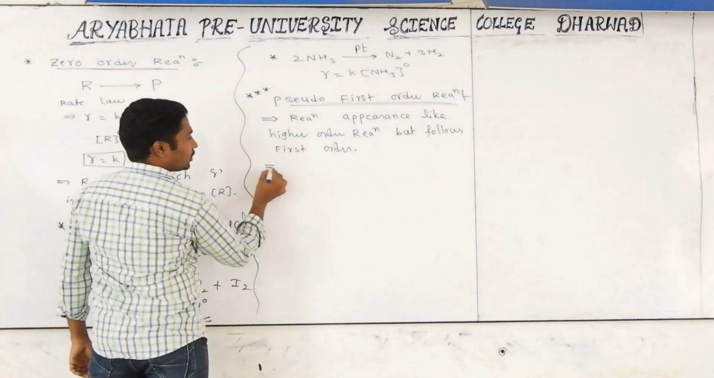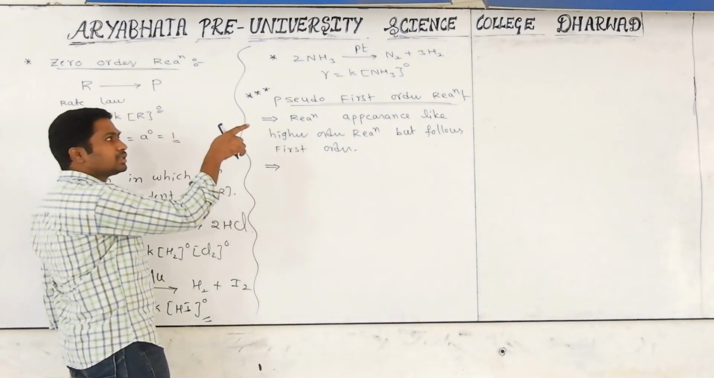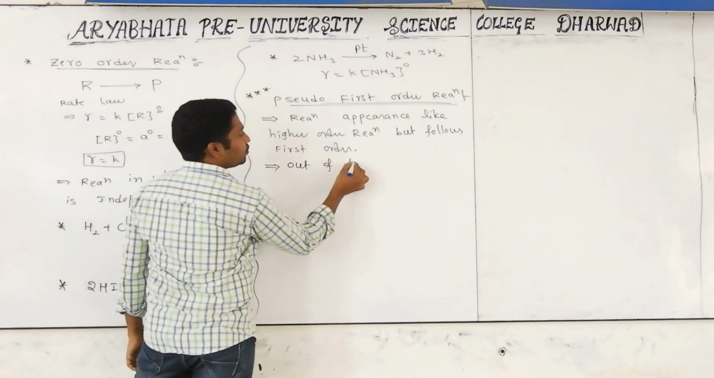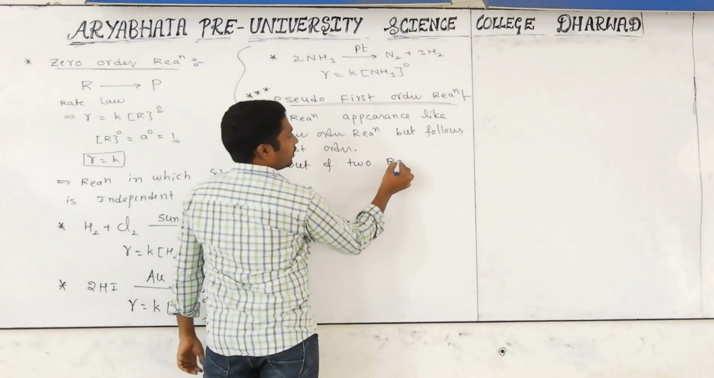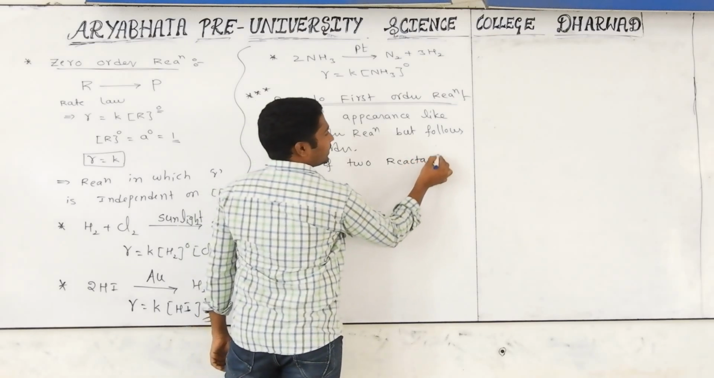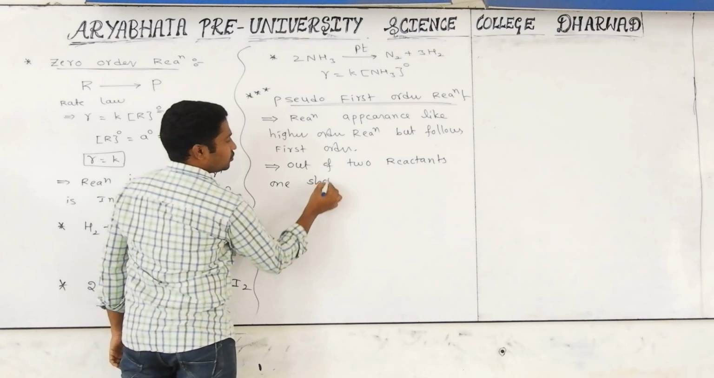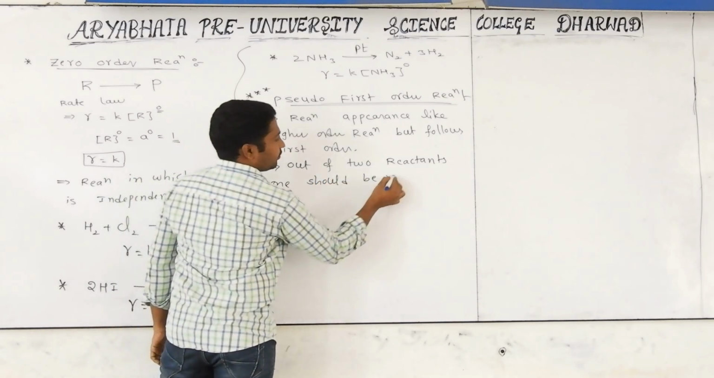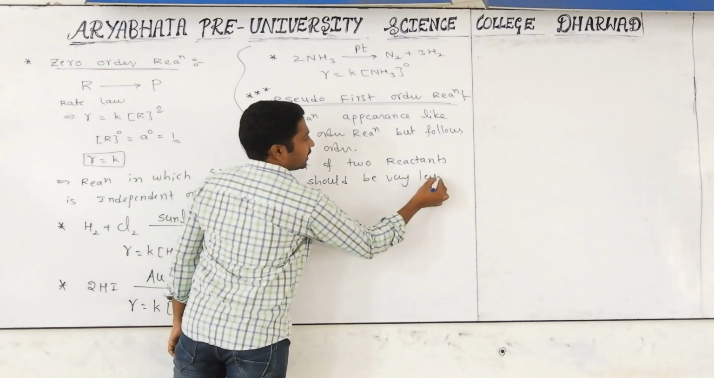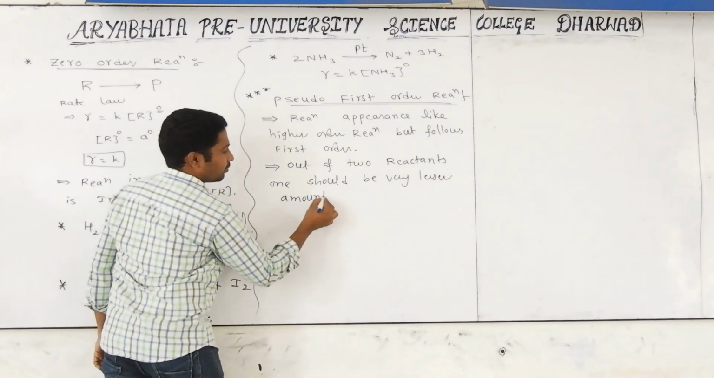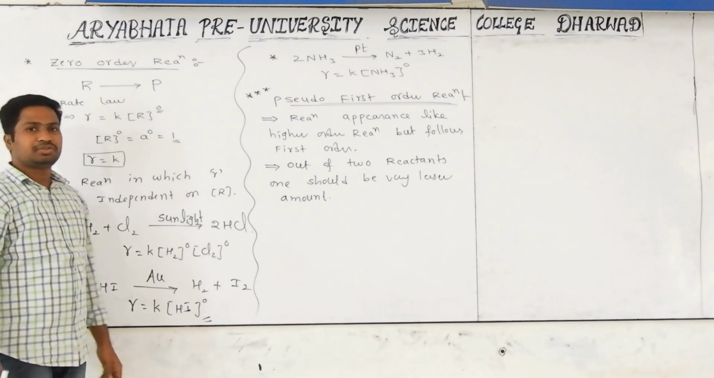I will tell you one more condition here. If a reaction is pseudo first order, then out of two reactants, one should be in a very lesser quantity, a very lesser amount. Then it is called a pseudo first order reaction.